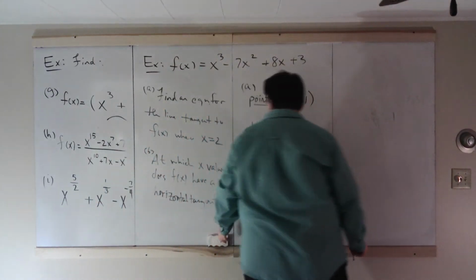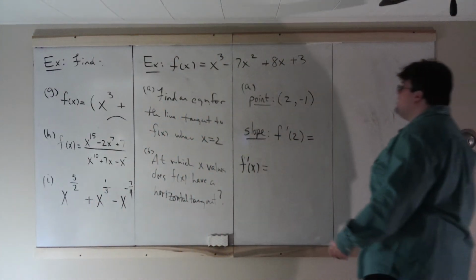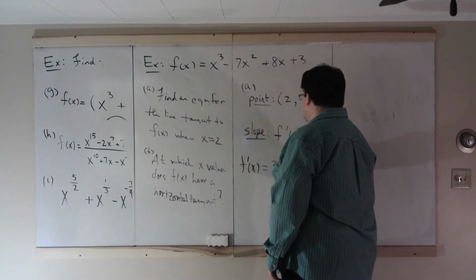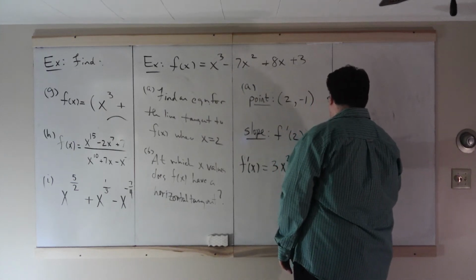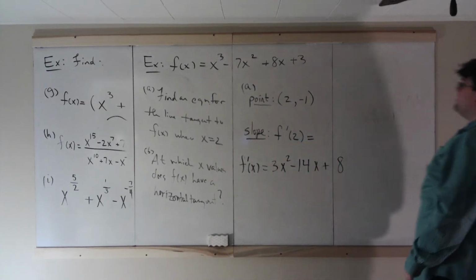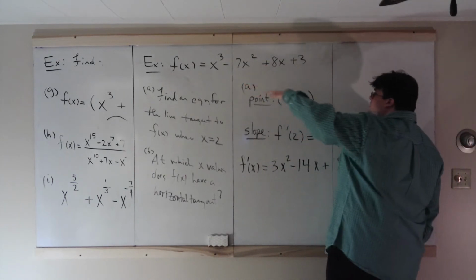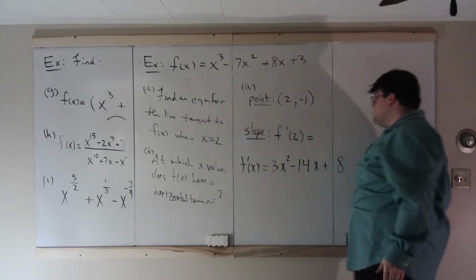I don't see f prime written anywhere. So let's find f prime. Well, we have a bunch of things added together. Do them one at a time. Use some power rules. Use some constant rules. Derivative of a constant is 0. Derivative of 8x is just 8. Derivative here is negative 7 times 2x. Derivative there is 3x squared.